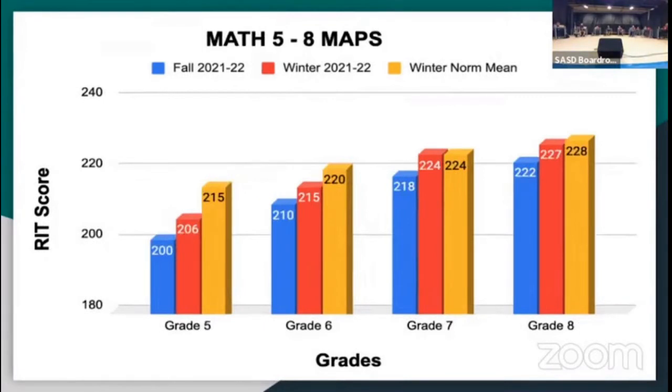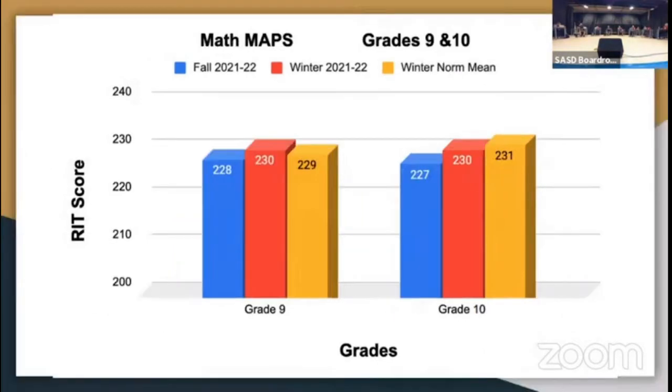5 through 8, grade 7 met the norm, and we have some work to do in some of the other grades. And then the 9th and 10th, you can see 9th grade exceeded the norm and 10th grade is really close for math.